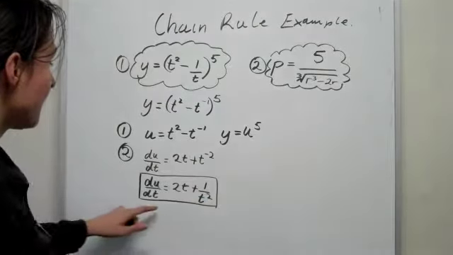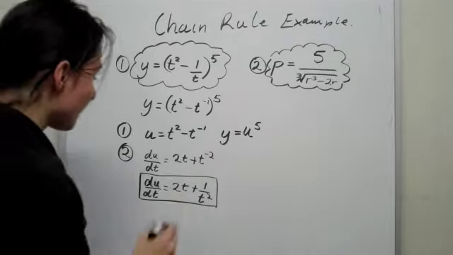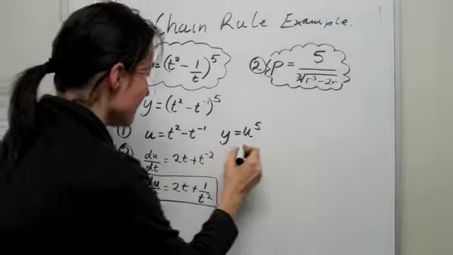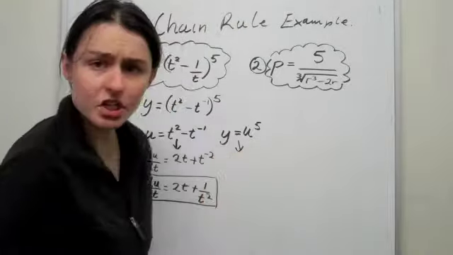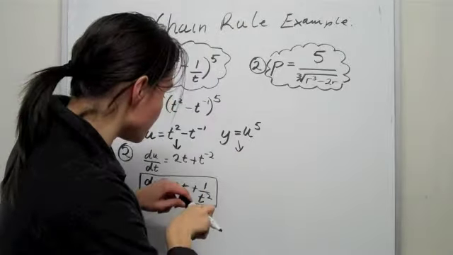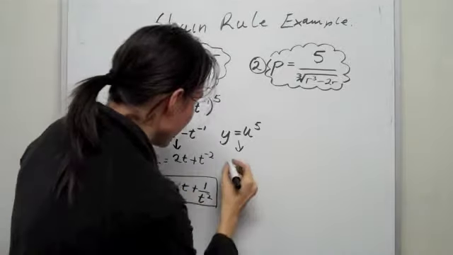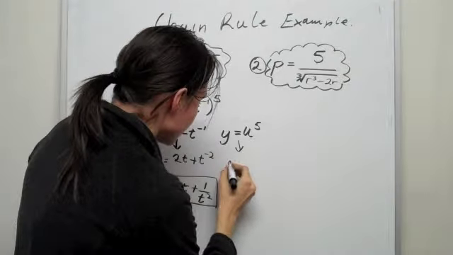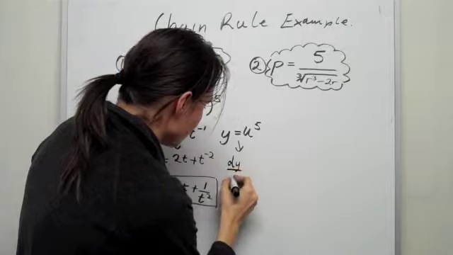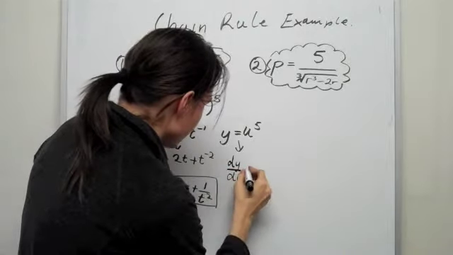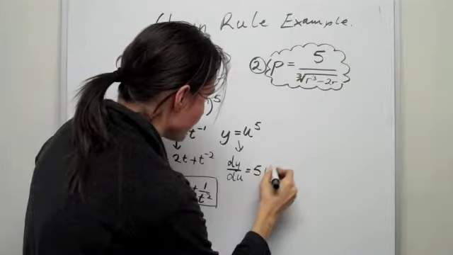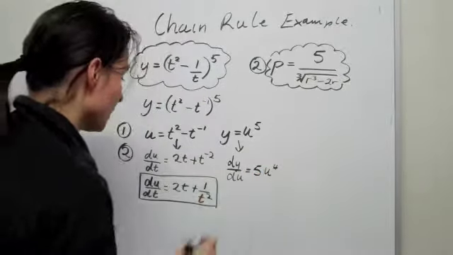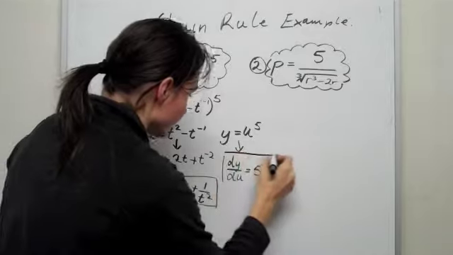Okay, so basically what we have now is du over dt, and what we now have to do also is to differentiate that y value. So y is equal to u to the power 5, so when we differentiate it we get dy over du equals, it's very simple, 5u to the power of 4. Okay, so now we have a second differential.